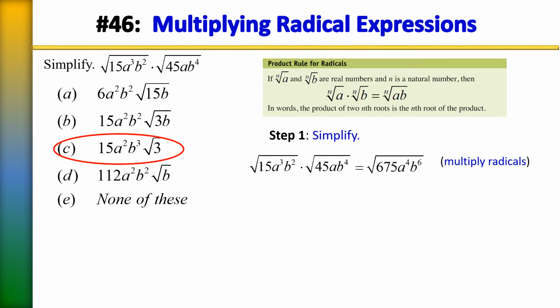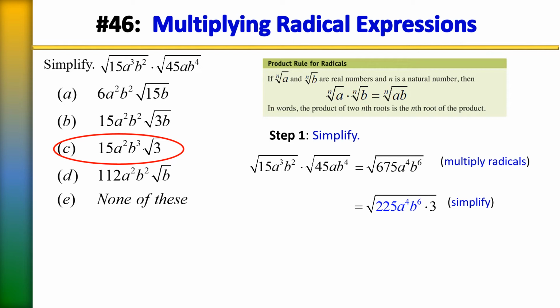Let's take a look at our variable a to the 4th power. That's perfect. Remember, because it's divisible by 2, the index. B is also perfect because it's also divisible by the index of 2. So I'm going to go ahead and organize them together and put the perfect with the perfect, and that non-perfect of 3, remember, is going to be left under the symbol.